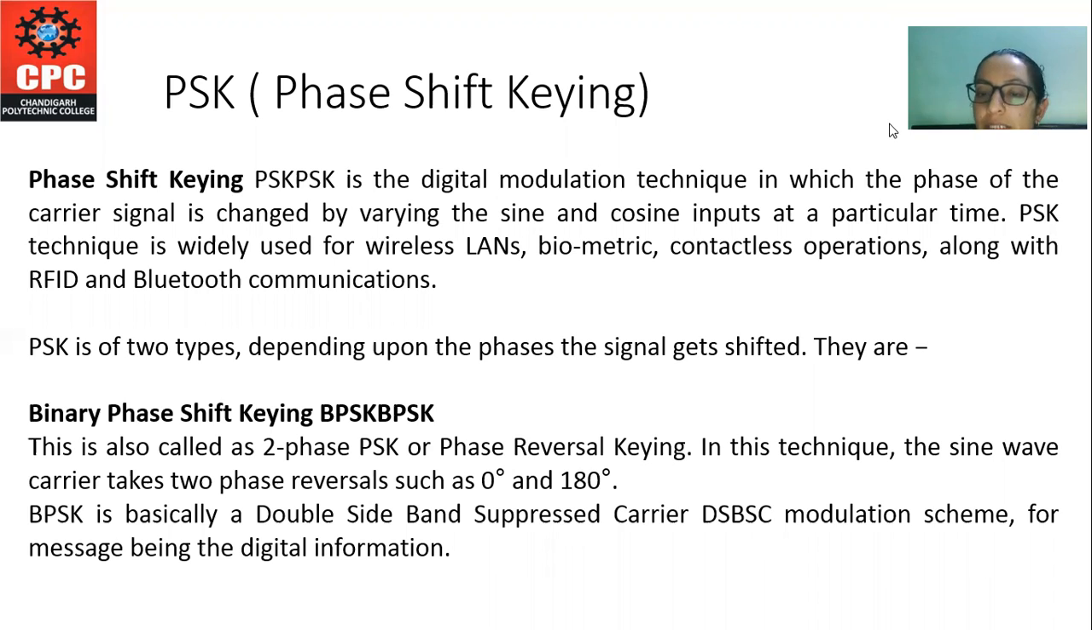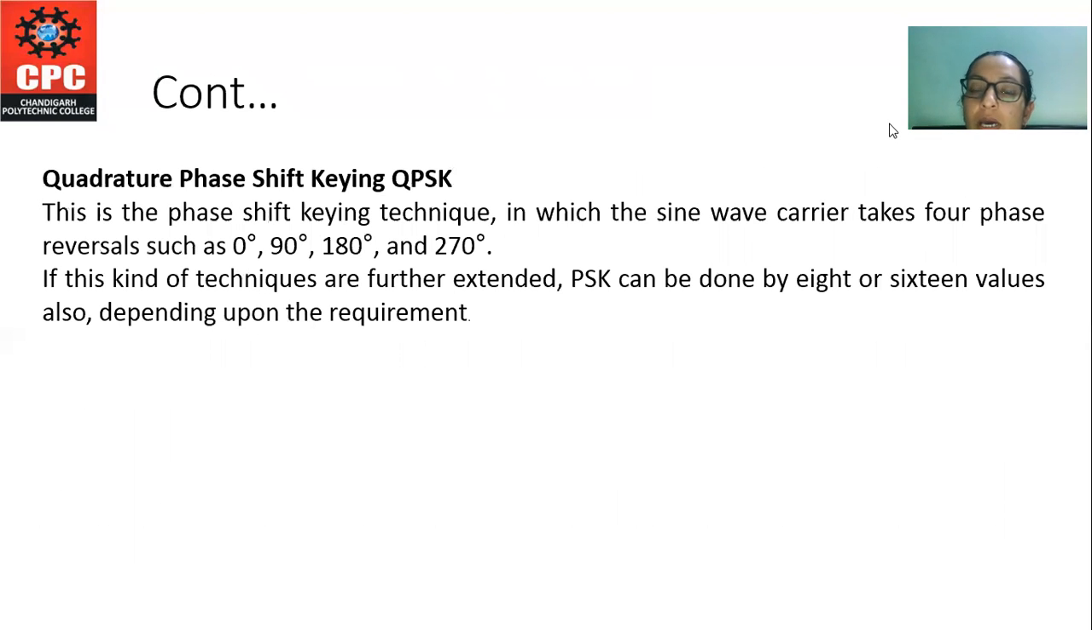Now starting with the binary phase shift keying, this is also called two-phase PSK or phase reversal keying. In this technique, the sine wave carrier takes two phase reversals such as 0 degree and 180 degree. BPSK is basically a double sideband suppressed carrier modulation scheme for the message being digital information. And QPSK is the phase shift keying technique in which the sine wave carrier takes four phases such as 0 degree, 90 degree, 180 degree and 270 degree.